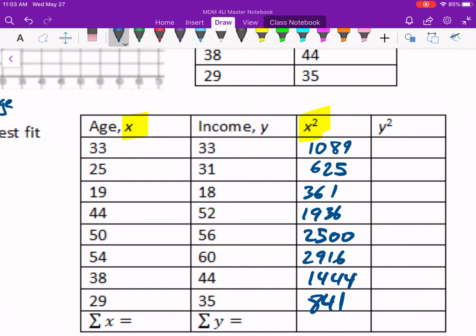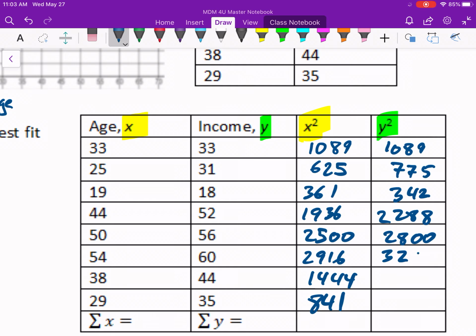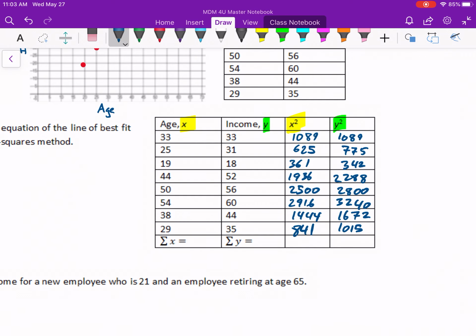Okay, so there's all my x values squared. Then we have my y squared, which is just squaring everything in this column. So again, simple to do. It takes a minute to do it, but not mentally challenging in any way. Okay, so that's where those two columns come from.